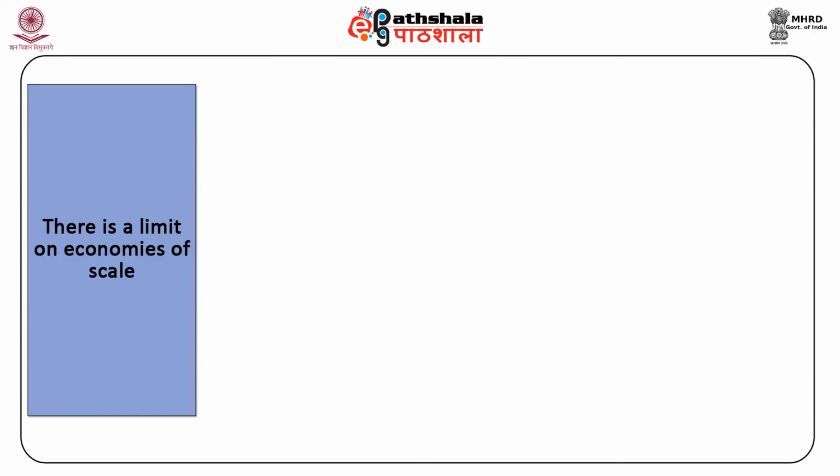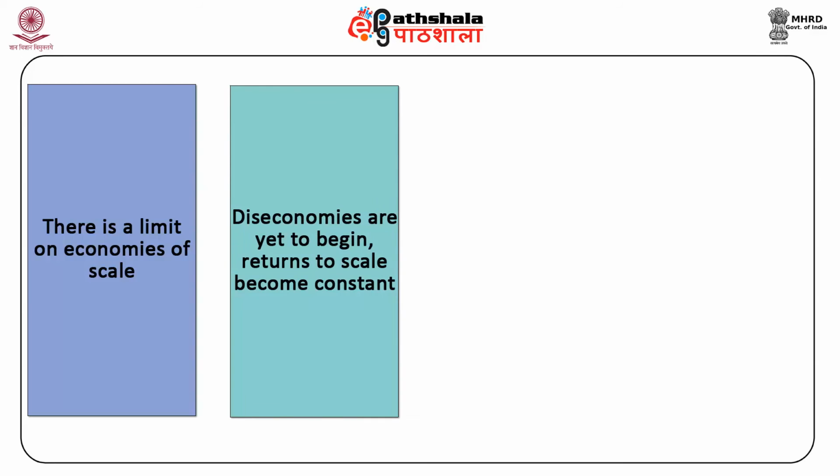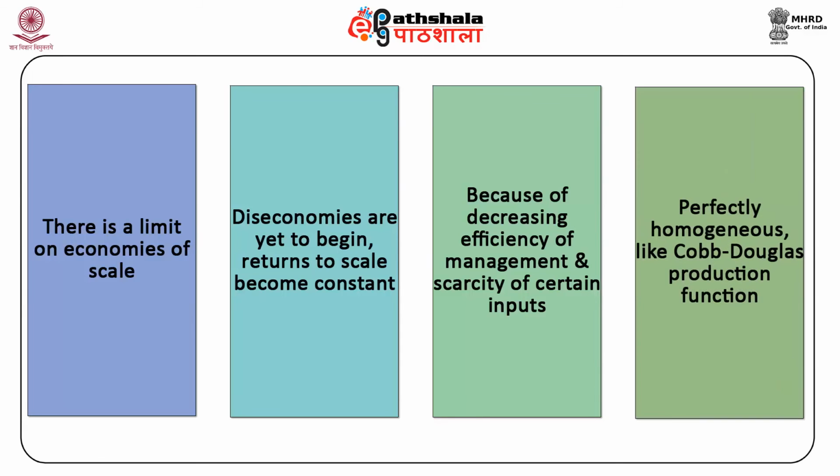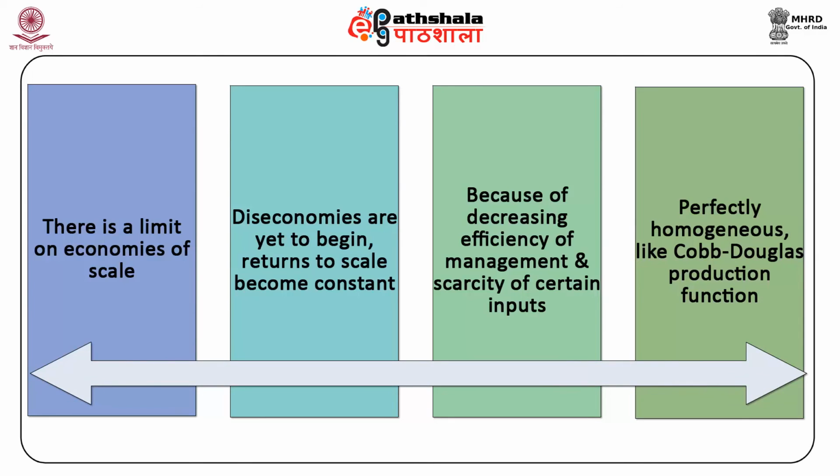When economies of scale disappear and diseconomies are yet to begin, the returns to scale become constant. The diseconomies arise mainly because of decreasing efficiency of management and scarcity of certain inputs. Moreover, constant returns to scale appear when the factors of production are perfectly homogeneous, like the Cobb-Douglas production function.